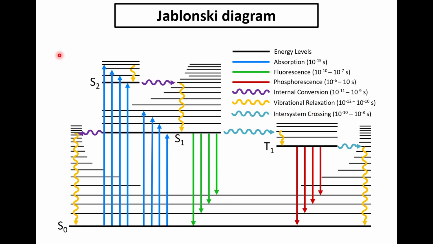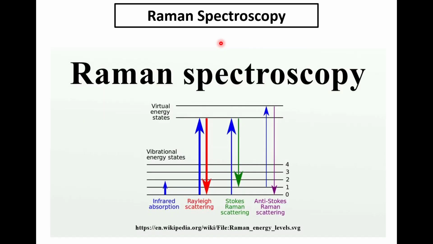So this is the overall Jablonski diagram. Those molecules which follow this green kind of emission will show fluorescence, and those which follow this red kind of emission pattern will show phosphorescence. From the Jablonski diagram, you can actually visualize that.